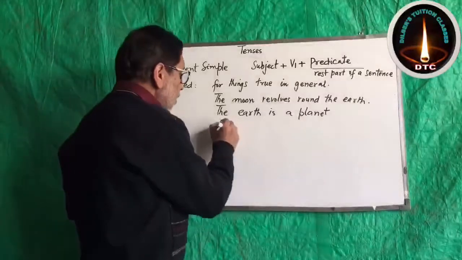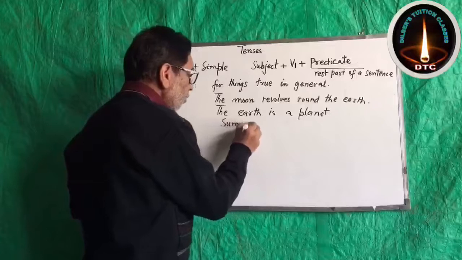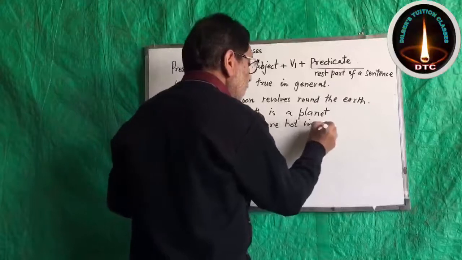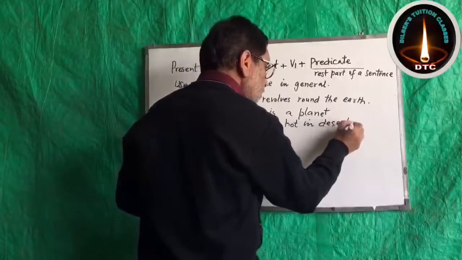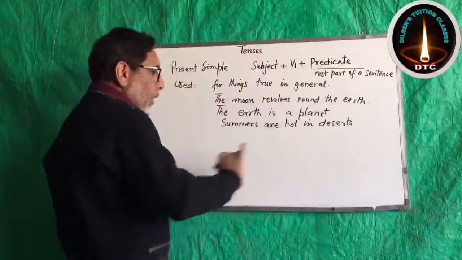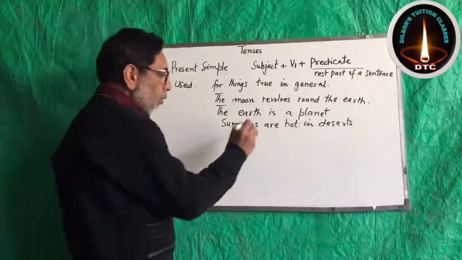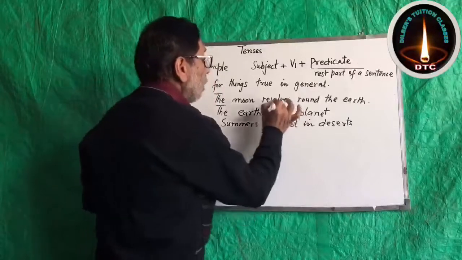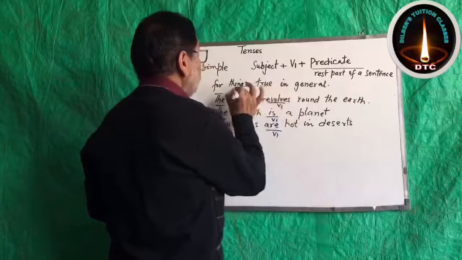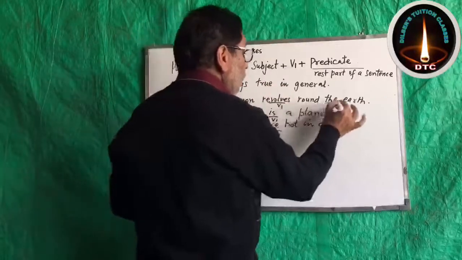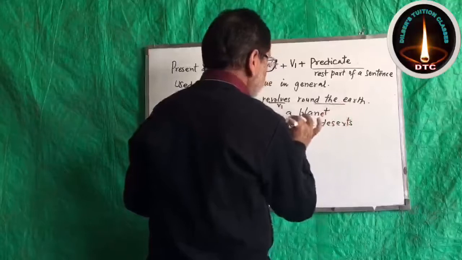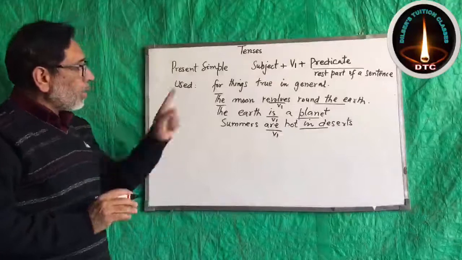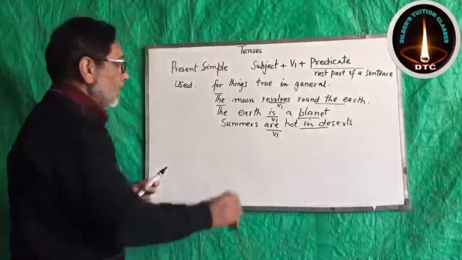Summers are hot in deserts. You can see this is the first form of the verb. Here you have first form of the verb, and all these are the predicates. This is a predicate and this is a predicate. Accordingly, number one, it is used for things that are true in general.